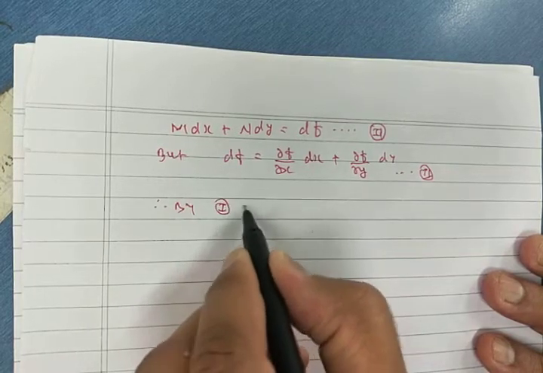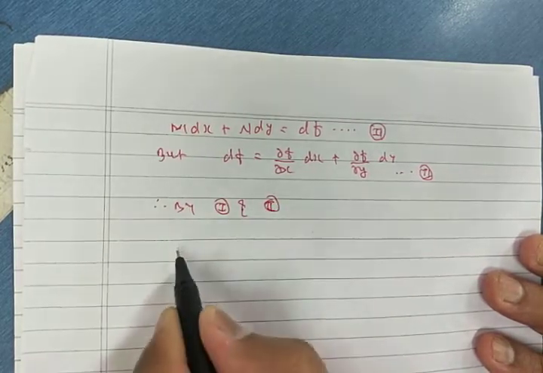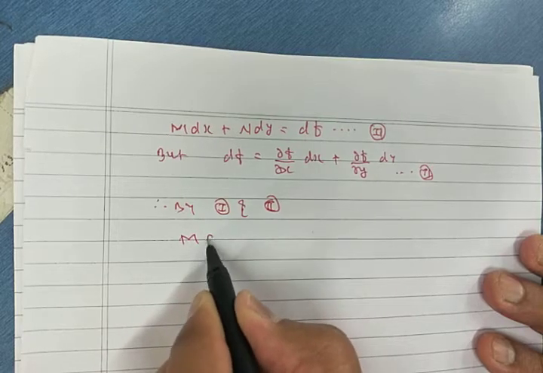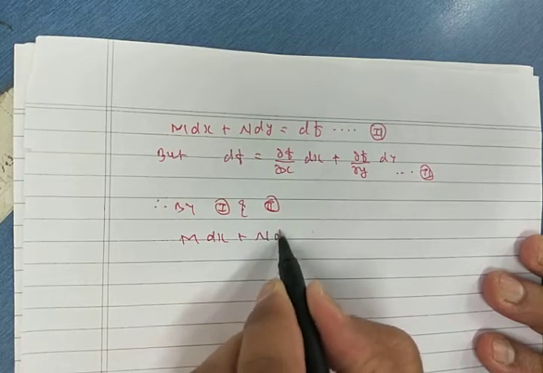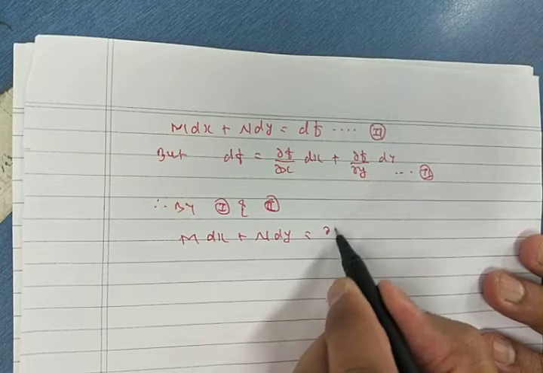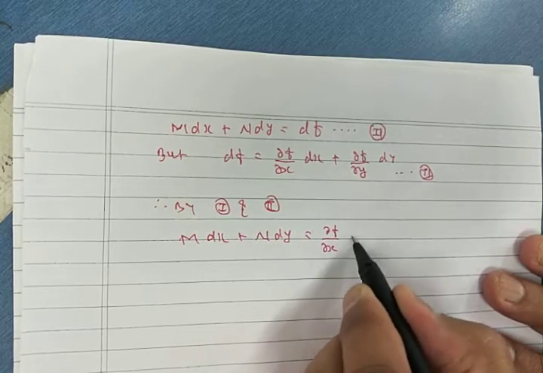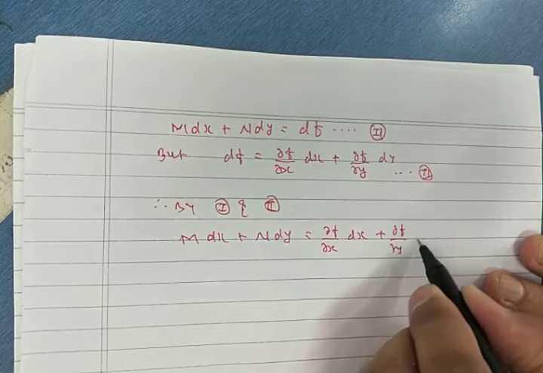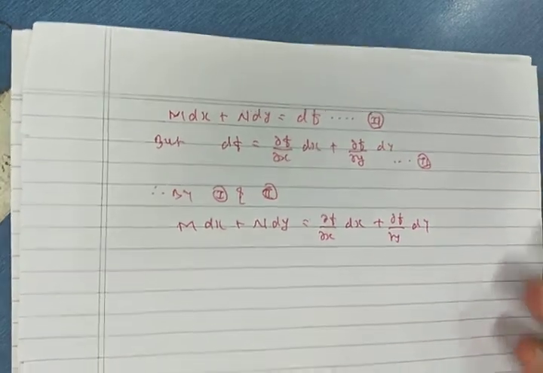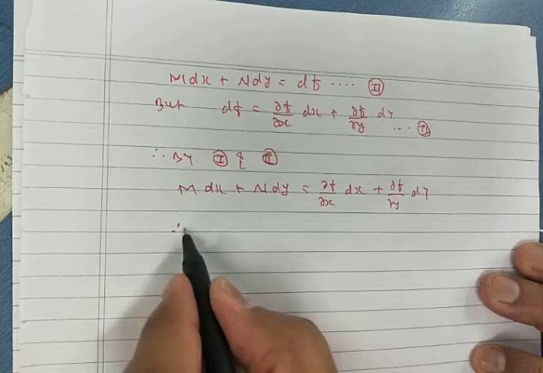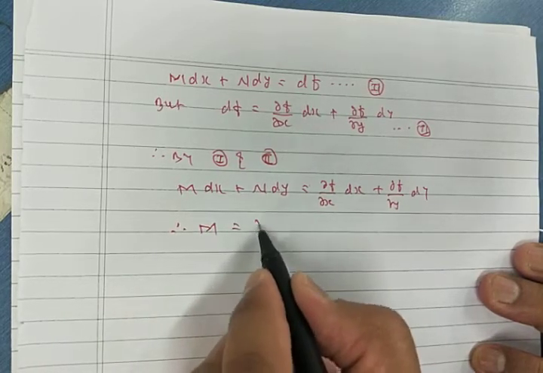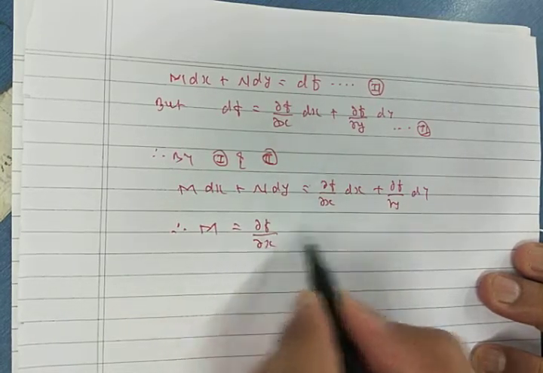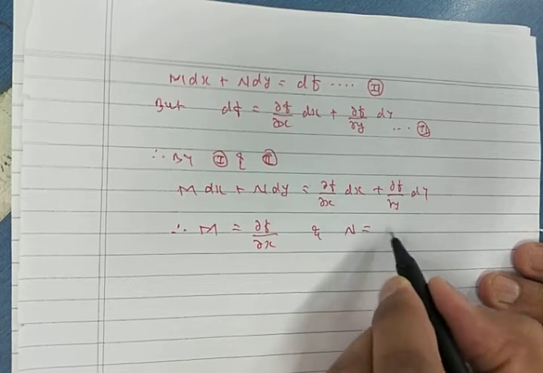And therefore by 1 and 2, M dx plus N dy is equal to del f by del x into dx plus del f by del y into dy. Now compare coefficients. So M is equal to del f by del x and N is equal to del f by del y.